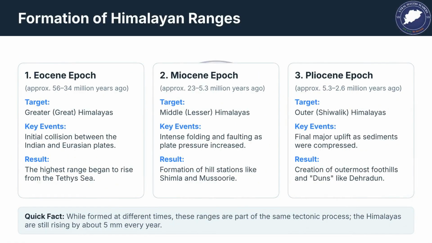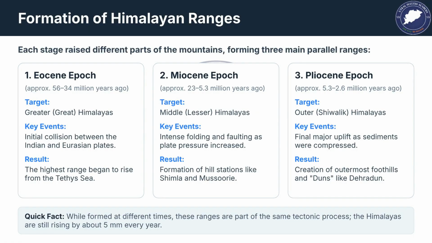Now, the next concept explains that the Himalayan ranges formed in different stages over time due to the collision of the Indian and Eurasian plates. The Greater Himalayas were formed during the Eocene epoch, the Lesser Himalayas during the Miocene epoch, and the Shiwalik ranges during the Pliocene epoch. This shows that the Himalayas developed gradually and are still rising today due to ongoing tectonic activity.